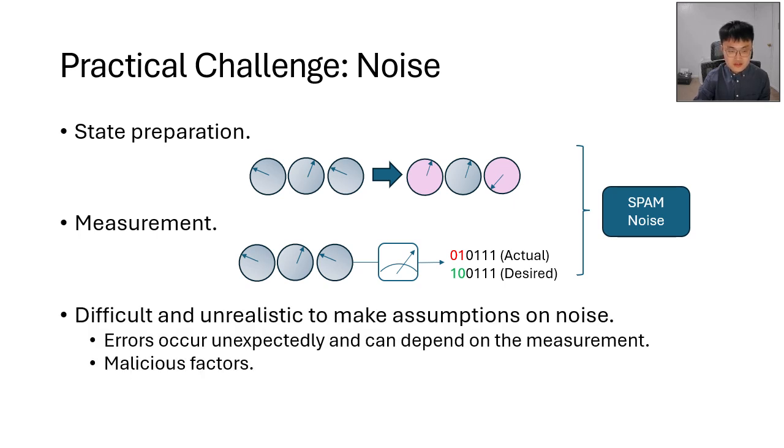So we want to argue that it is often very difficult and sometimes unrealistic to make assumptions on these noise, because those errors can often occur very unexpectedly, and they can actually depend on the measurement. So it makes it very difficult to come up with an exact mathematical formulation about what the noise could be. Moreover, besides all the physical factors, there could also be malicious human factors. So imagine an adversary could hack into your system and make some damage to your algorithms.